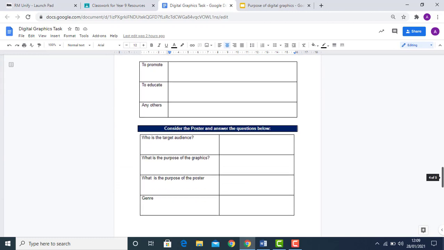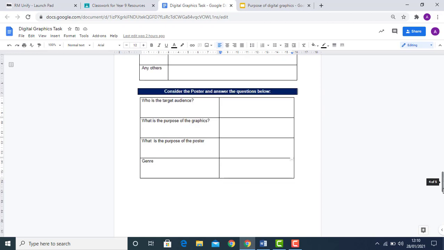Right, once you've done this, I'd like you to look at the poster that you've chosen and think about who the target audience is. This means, who are you aiming the poster at? What is the purpose of the graphics? So what is the point of having those graphics? And what do you think the purpose of the poster is? What genre category do you think the poster falls into? Pause this video now to complete this activity.